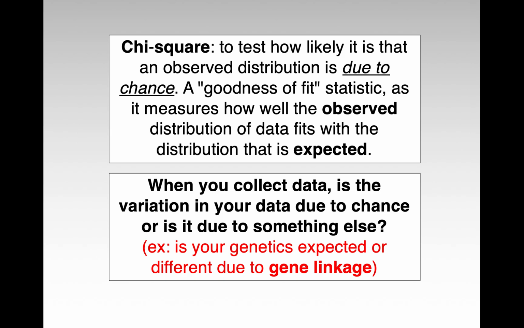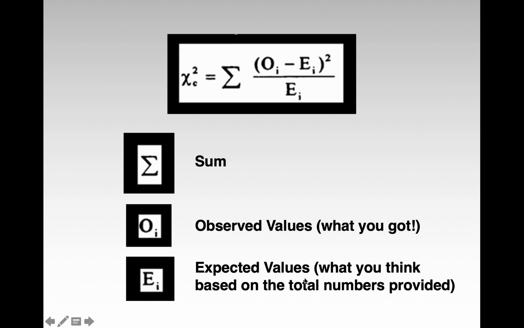In other words, do your observed results fit what you expected? So when you collect data, is the variation of your data due to chance, or is there something else there? For example, in genetics, we often ask, is the genetics what Mendelian expected, or did you get something funky, meaning there might be gene linkage?